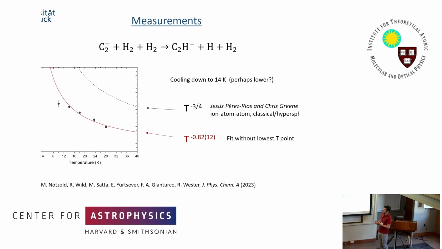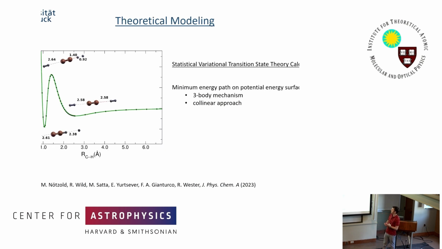However, we were not just happy to do this. We said maybe we can do some more theoretical modeling and perform statistical variational transition state theory calculations. And when I say that we performed these, I definitely want to say that I had no part in this whatsoever. This is our theory collaborators, and I will try to talk you through this a little bit without making a fool of myself. So the concept here was they did ab initio calculations on the potential energy surface, looking at the minimum energy path to the reactive state.